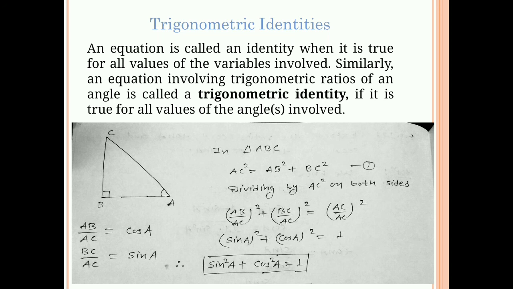From the triangle, AB by AC is cos A, and BC by AC is sin A. If we put these in the above equation, then we will get AB by AC as cos A, squared, plus BC by AC as sin A, squared. So we will get sin square A plus cos square A is equal to 1. This is the first trigonometric identity.